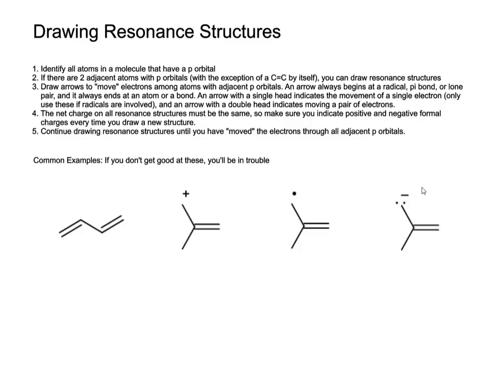Now that you know how to identify p orbitals, the next step, of course, is being able to draw resonance structures. So the first step is identifying all the atoms in a molecule that have a p orbital.